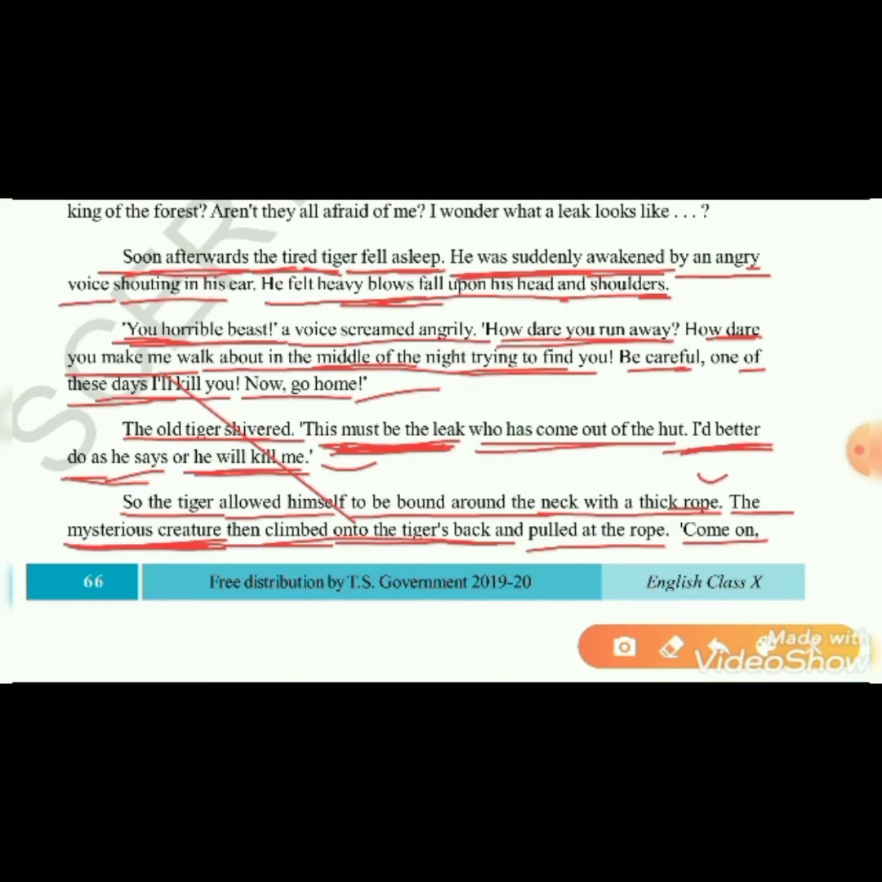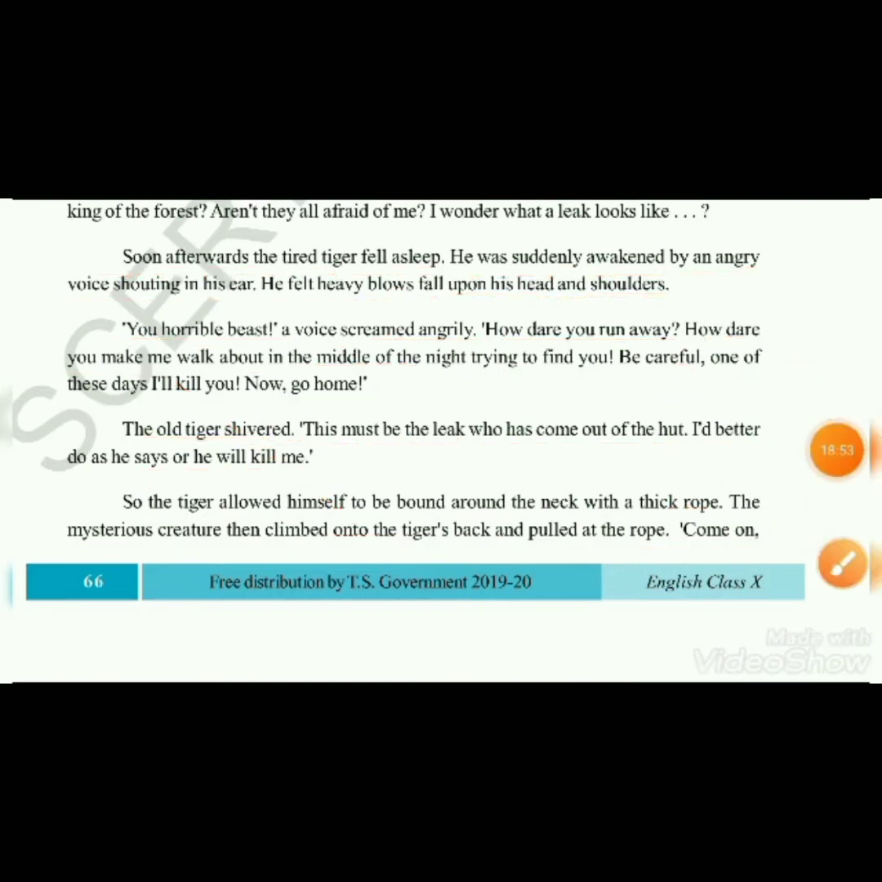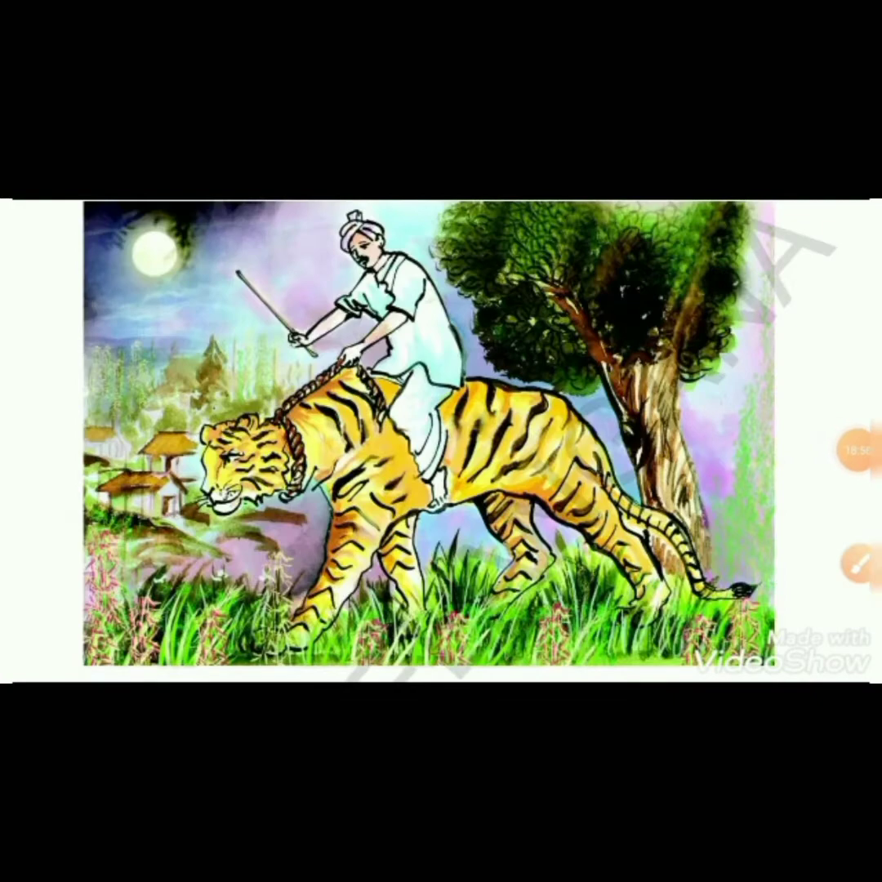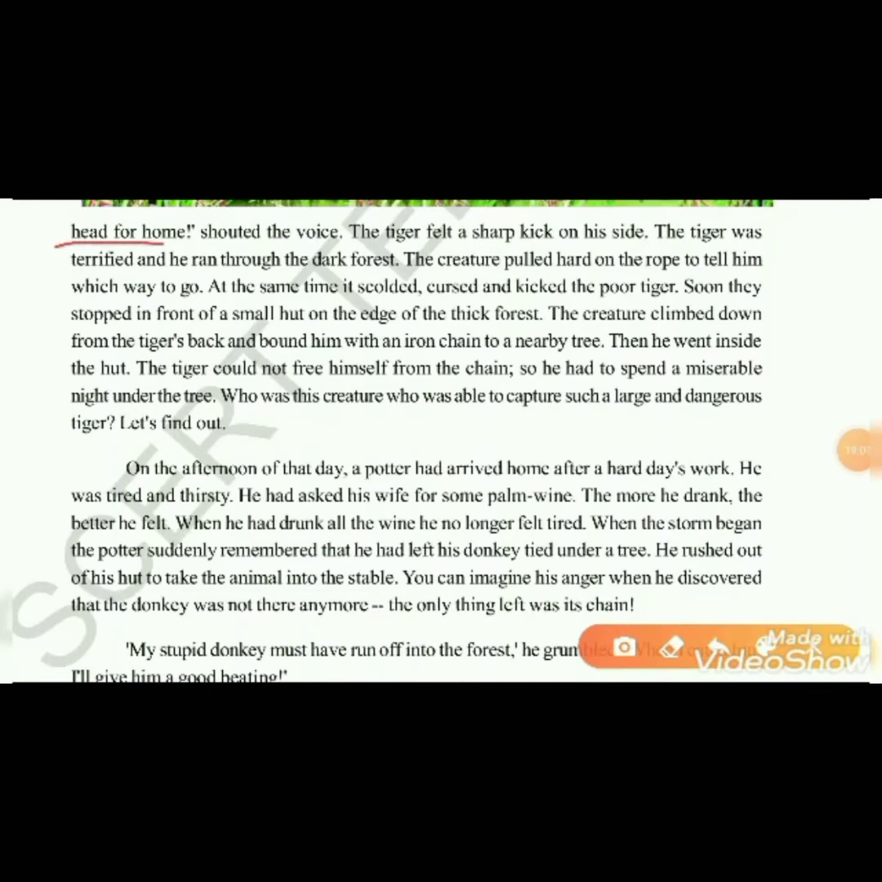So the tiger allowed himself to be bound around the neck with a thick rope. The mysterious creature then climbed onto the tiger's back and pulled at the rope. So the man sat on the tiger and started having a ride on it. "Come on, head for home. Let's go home." Head for home means go home, shouted the voice. Immediately, the voice shouted and the tiger felt a sharp kick on his side. So not only a sharp voice, he also gave a big kick on one side.